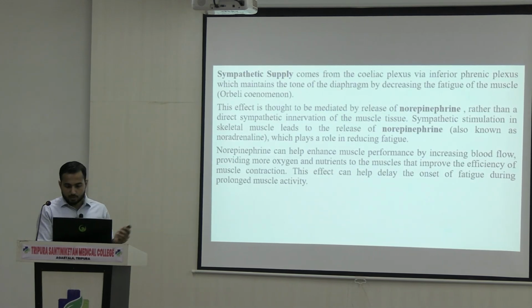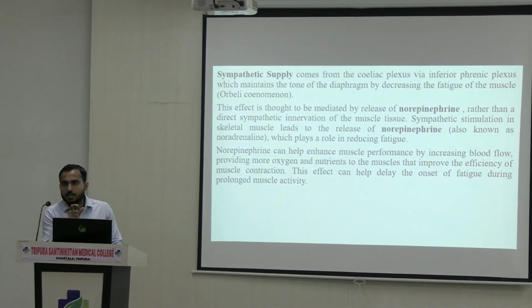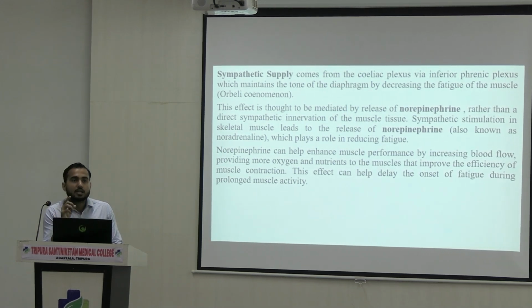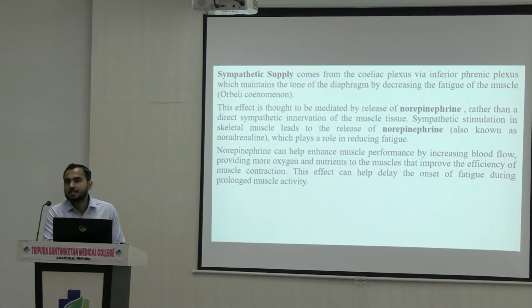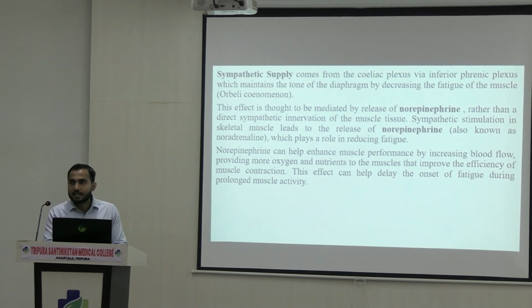Now this is very important. Everyone, please listen carefully. There is an interesting phenomenon related to the diaphragm, called the Orbeli phenomenon. L. Orbeli, a Russian physiologist, discovered this phenomenon. According to him, the diaphragm also has a sympathetic nerve supply, which comes from the celiac plexus. From the celiac plexus we get the inferior phrenic plexus around the inferior phrenic artery, and then it supplies the diaphragm.